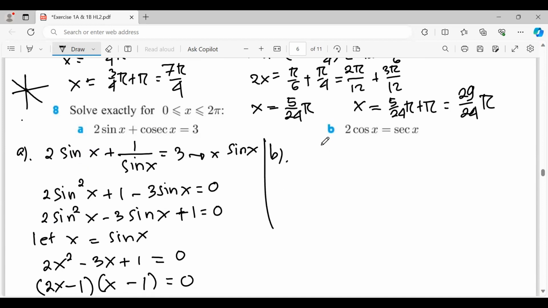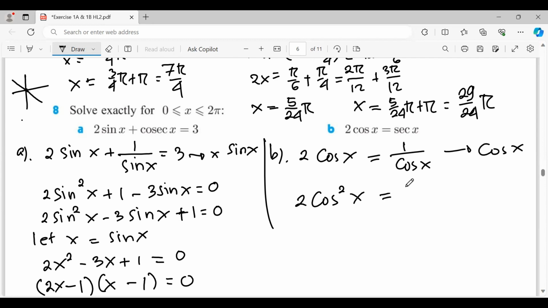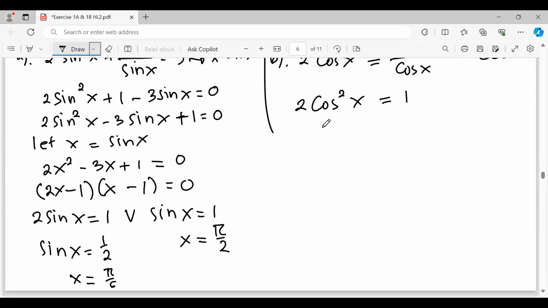B: 2 cosine x equals secant x. I'm going to change secant x to 1 over cosine x. So this equation becomes 2 cosine x multiplied by cosine x, so this equation being 2 cosine squared x equals 1. So cosine squared x equals half.